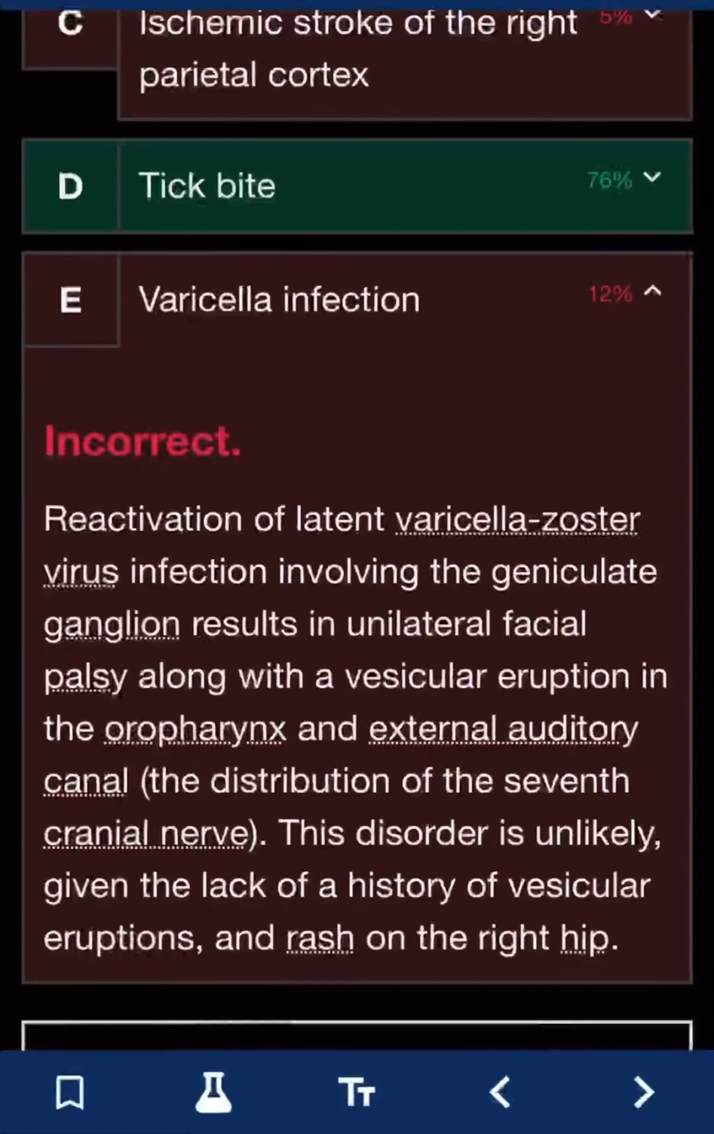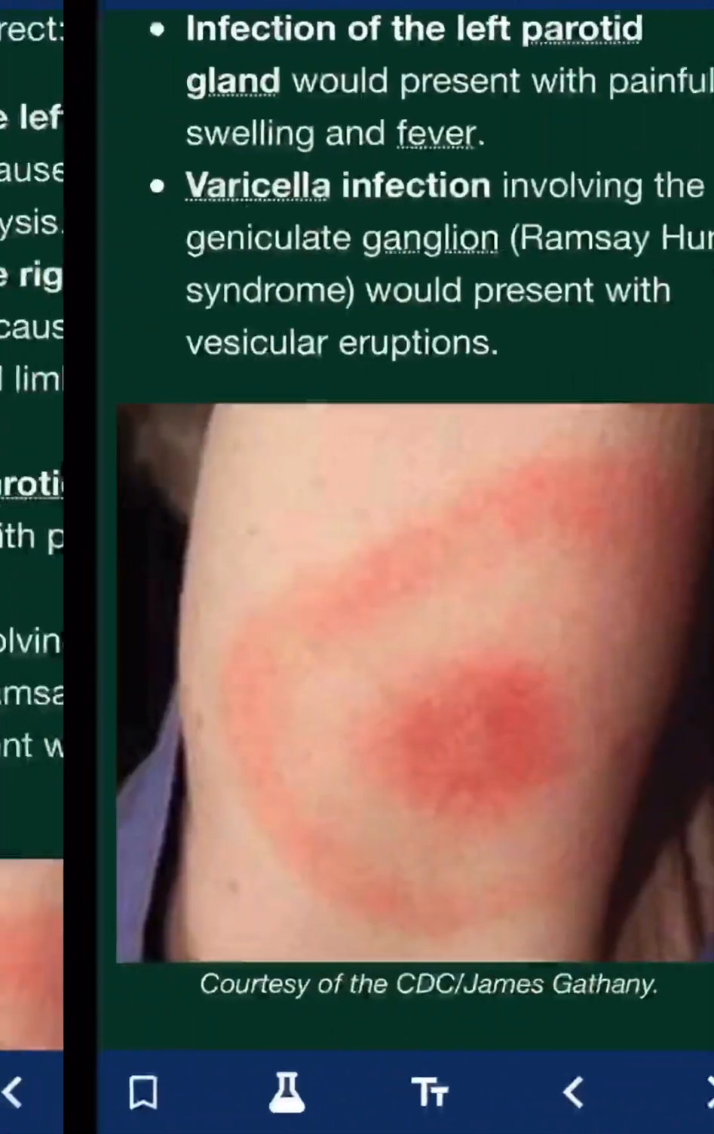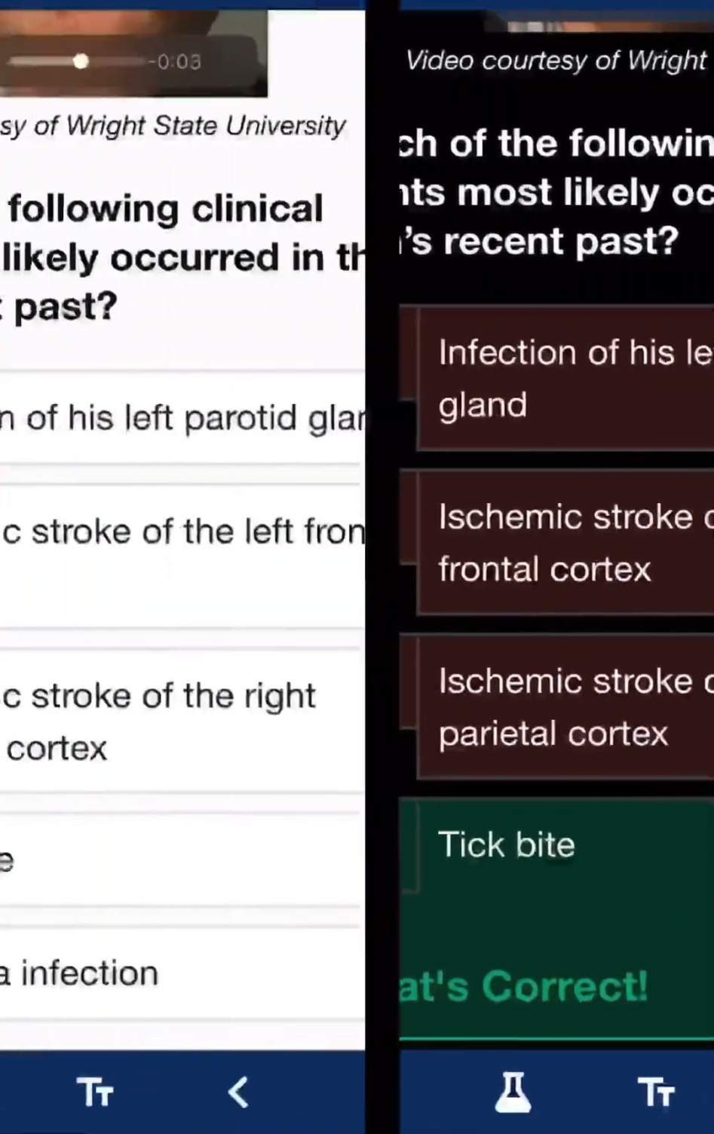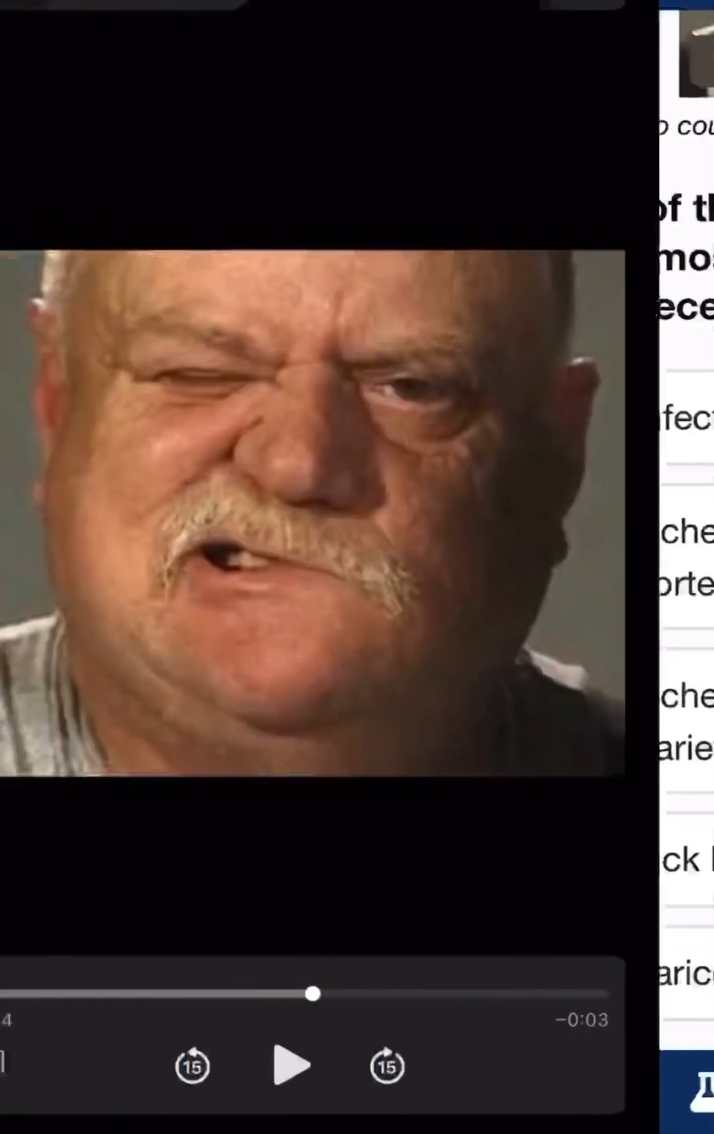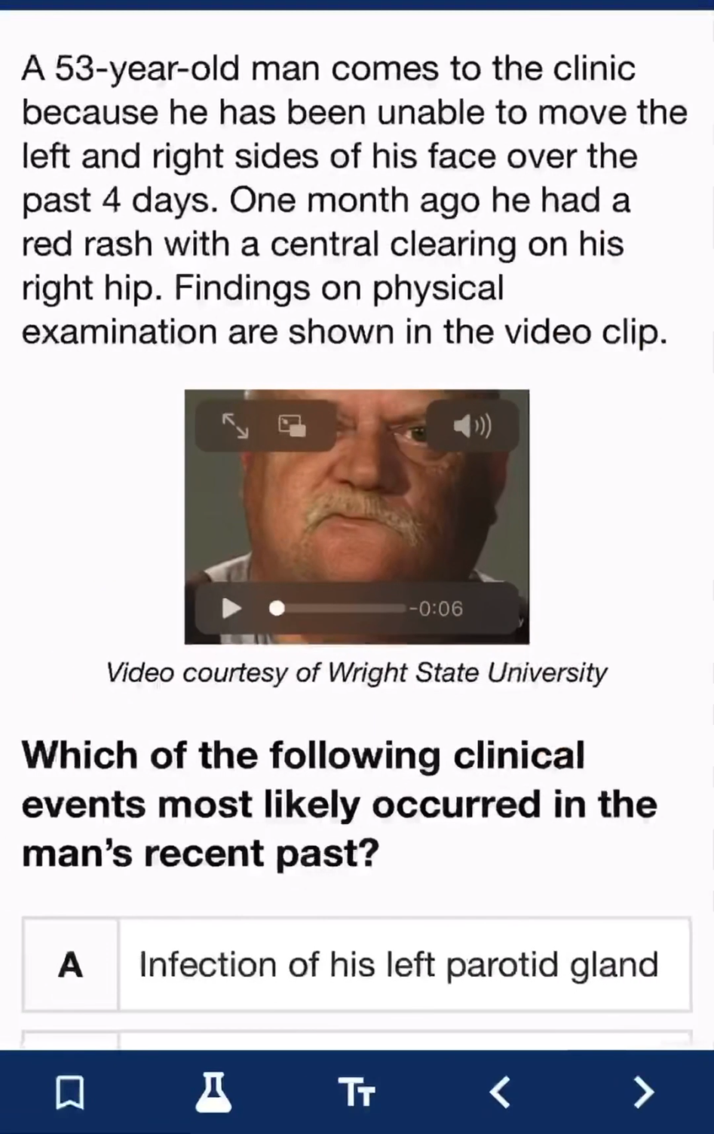So take notice. This is a quick one, USMLE Step 2 CK. Quite easy, infectious medicine, facial disease, very classic Bell palsy. Remember Borrelia burgdorferi and the bull's-eye rash and facial nerve palsy, or Bell palsy.